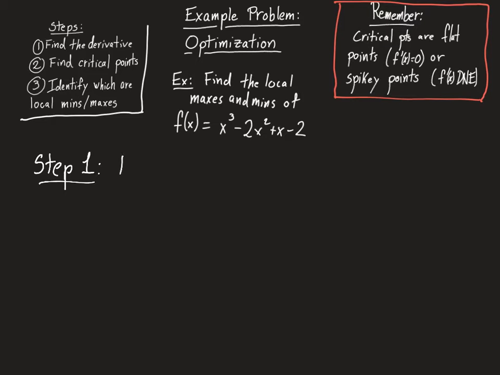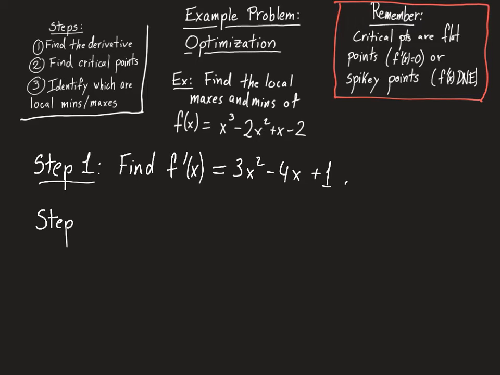Step 1, find f prime of x. In this case, we just have a very straightforward power rule. This x cubed becomes a 3x squared. This minus 2x squared becomes a minus 4x. And this plus x becomes a plus 1. That minus 2 becomes 0. That's it for step 1.